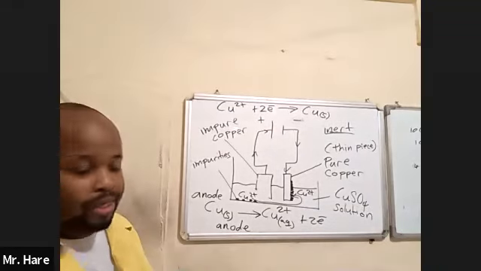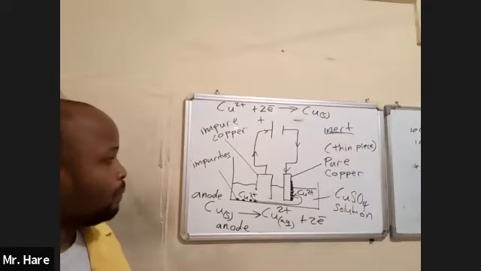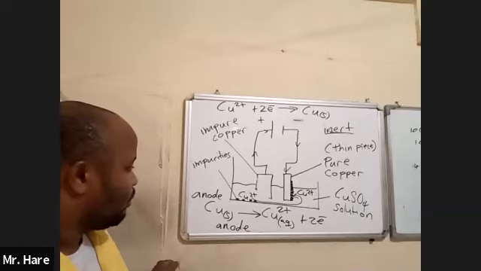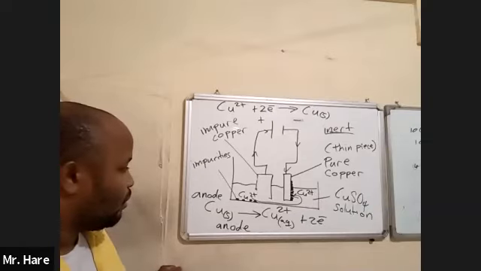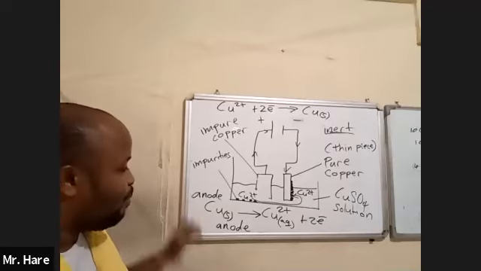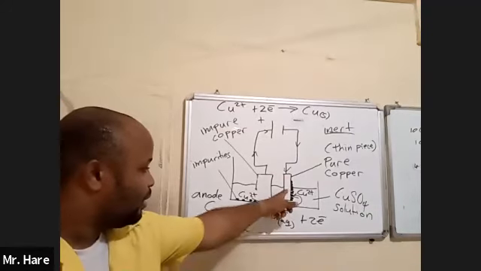Someone was asking a question. Sir. Yes. So what about the solution? The copper solution is ionic. The copper ions from the solution also go to the pure copper, because remember, any positive ion will be attracted to it.